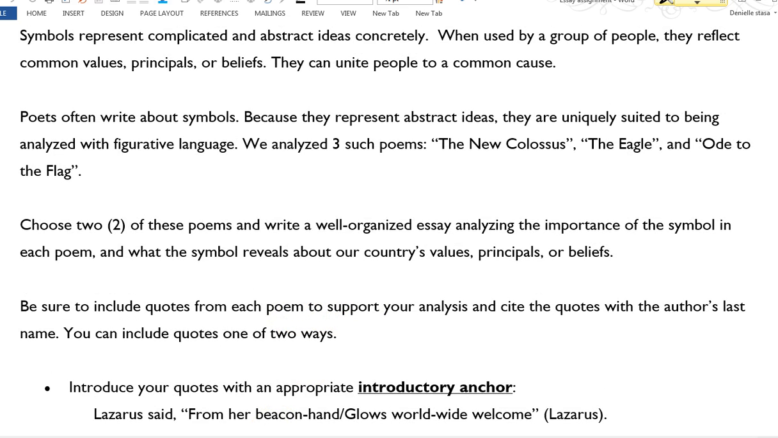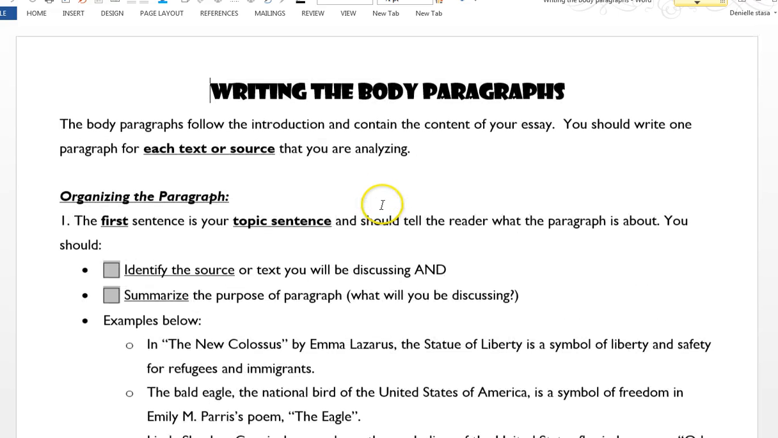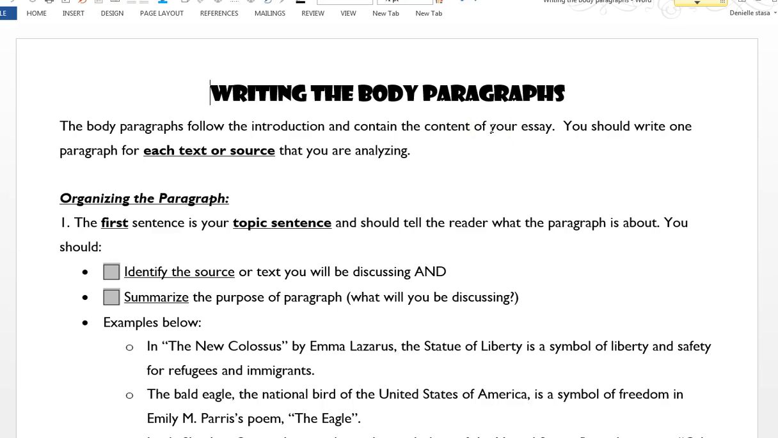So how are we going to start? Well, we're going to start by writing body paragraphs. Okay, we're going to add the introduction and the conclusion afterwards. The body paragraphs have the content of the essay. They are the most important and where you should spend most of your time. So it's always a good idea to start with them. So we'll have one paragraph for each text or source. We're analyzing 2 poems, so that would be 2 body paragraphs, an introduction, and a conclusion. It will be 4 paragraphs in total.